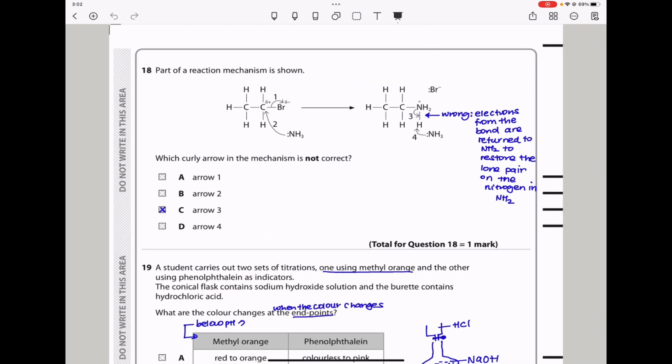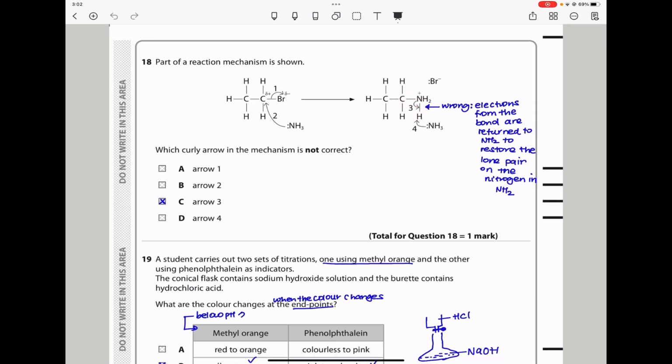Moving on. Question 18. Part of a reaction mechanism is shown, which we can see here. So they say which curly arrow in the mechanism is not correct. Let us see. This goes here, and that goes there. And then to this side, we can see this one comes here. This one here is going to be wrong because electrons should be moving from this bond towards that to restore the lone pair. So it's going to be curly arrow 3.